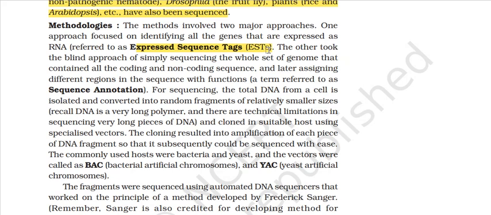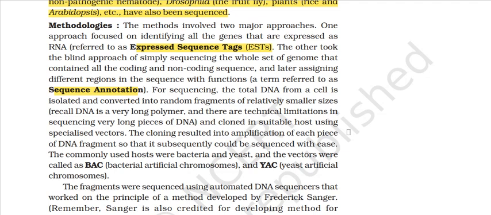The other took the blind approach of simply sequencing the whole set of genome that contained all the coding and non-coding sequence and later assigning different regions in the sequence with functions. A term referred to as सीक्वेंस एनोटेशन. अब यहाँ पे क्या, या तो आपने सीधा डीएनए लिया, उसमें आपको एक्सॉन्स भी मिलेंगे, इंट्रॉन्स भी मिलेंगे, सही, उसको आपने फिर कोडिंग नॉन कोडिंग में डिफरेंशिएट करना है, उसको सीक्वेंस एनोटेशन बोलते हैं. या फिर आपने सीधा एमआरएनए देख लिया, एमआरएनए में भी वही जीन्स एक्सप्रेस हुए हैं, ठीक है, दैट इज एक्सप्रेस्ड सीक्वेंस टैग्स.